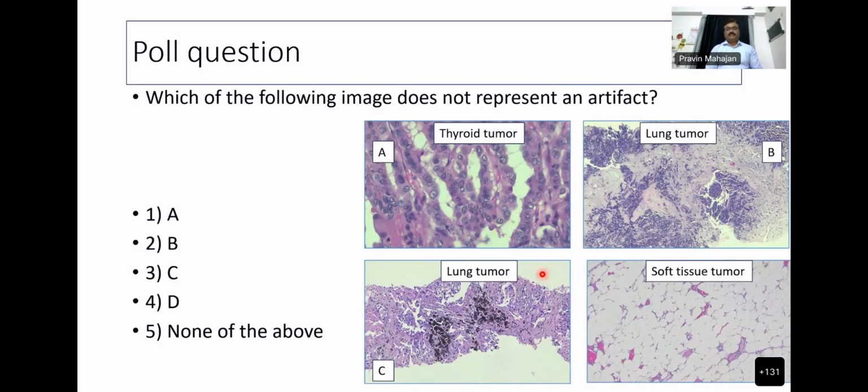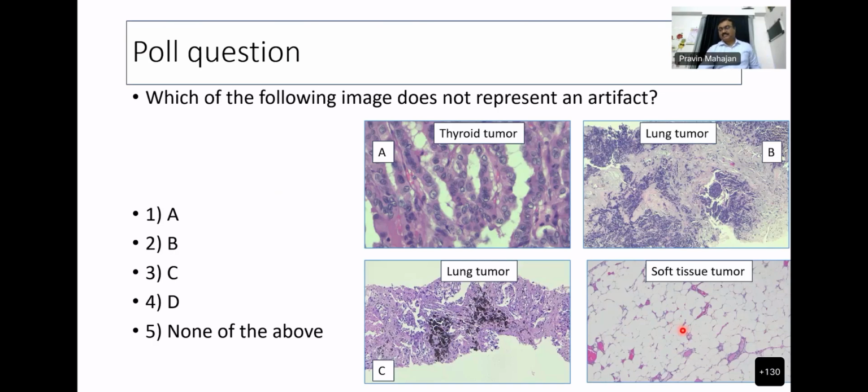Now, just to make things lighter, this was the poll question which I had included. Which of the following images does not represent an artifact? Image A is a thyroid tumor. Image B is actually a lung tumor. Image C is a lung tumor again. And D is a soft tissue tumor which looks like an adipocytic tumor. So actually none of these is an artifact, and I will tell you how.